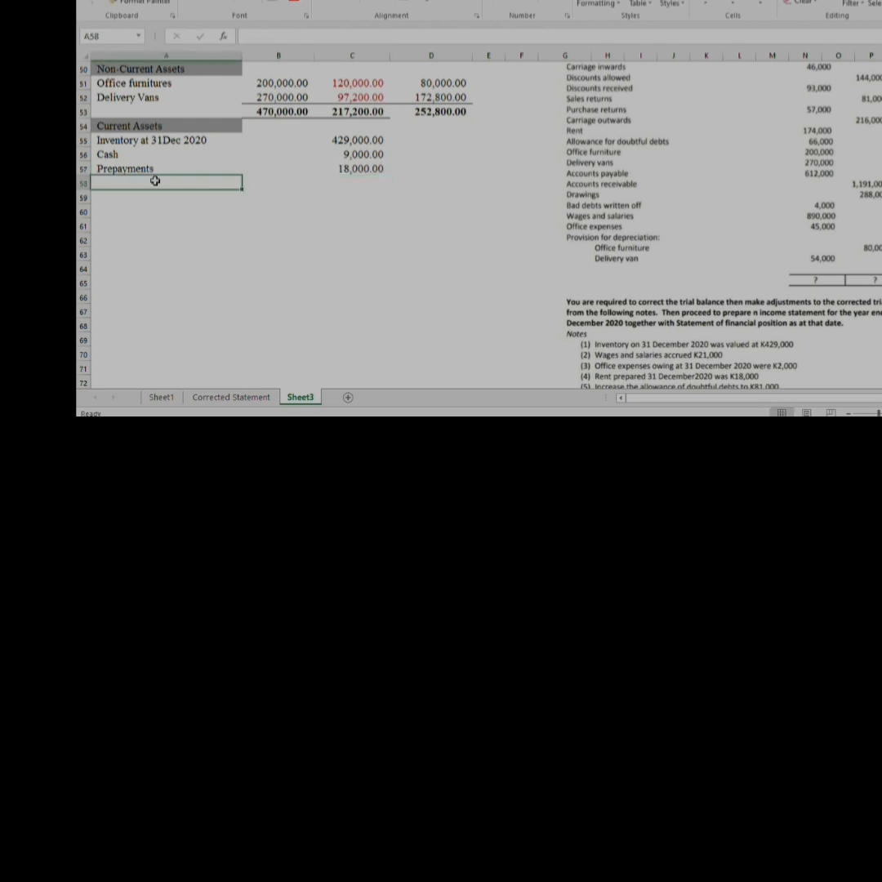Then we also have accounts receivable. So for receivables, we have been given the figure, accounts receivable, 1,191,000.